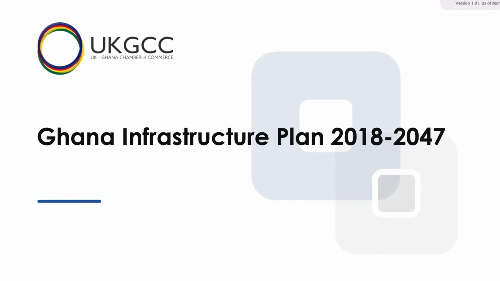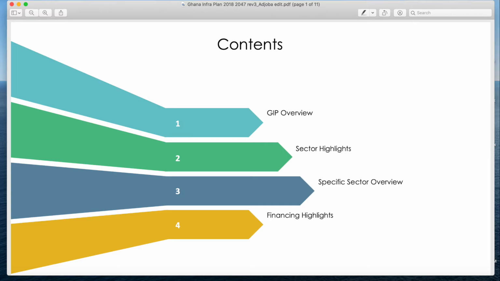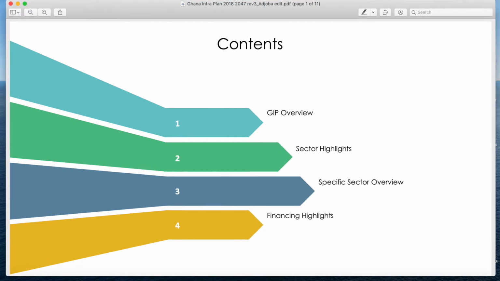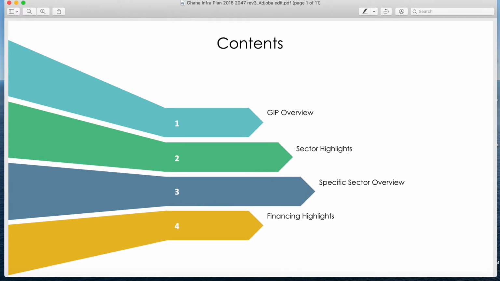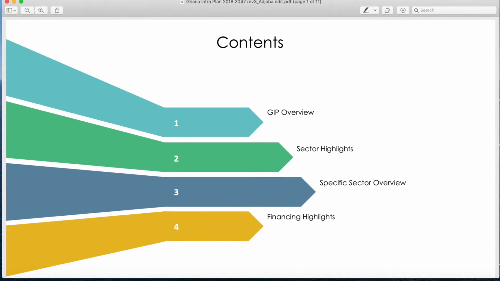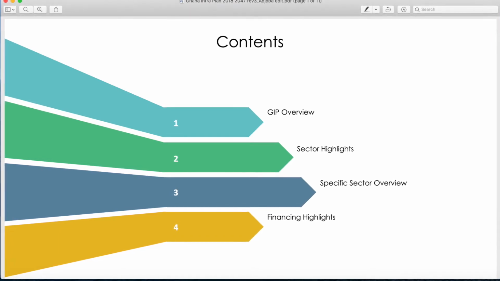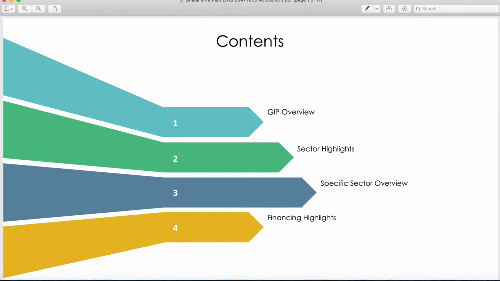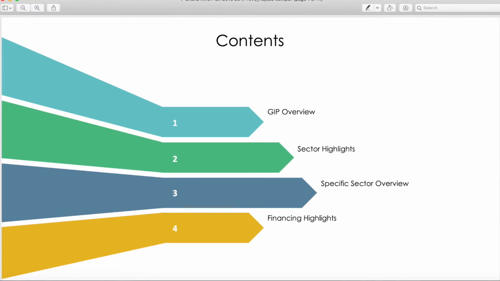For this particular presentation, I'm not going to kill you with PowerPoints. Basically, 4 key sectors in the presentation today. That's just to take you on a journey to explain the Ghana Infrastructure Plan 2018 to 2047 that's been talked about much, but not many people have seen the documentation. There is an executive summary of the infrastructure plan on the NDPC website.